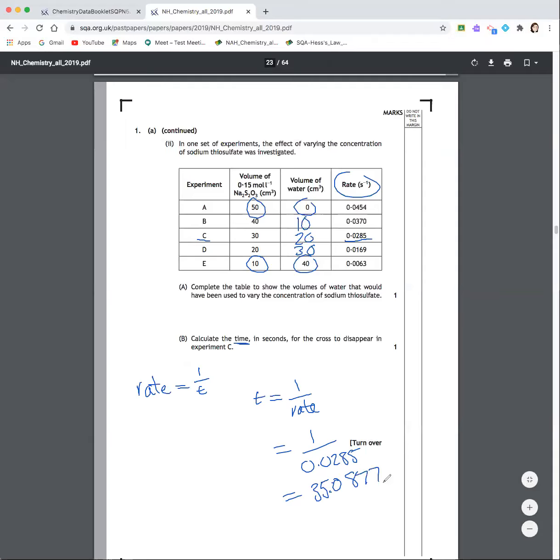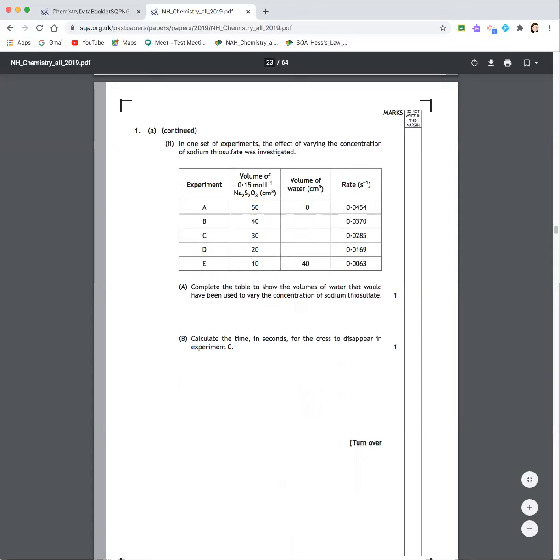35.0877. Just watch your rounding for these calculations. So you could round it to 35.1 seconds, you could round it up to 35.09, you could round it up to 35.088. Just make sure you can round correctly, so don't round it to 35.08 for example, because that number is a 7, so that would be incorrect rounding. Then we move on.